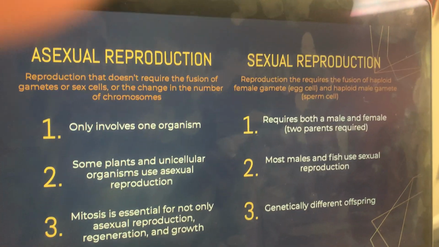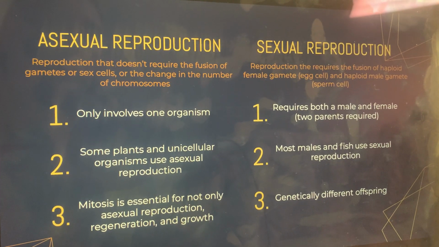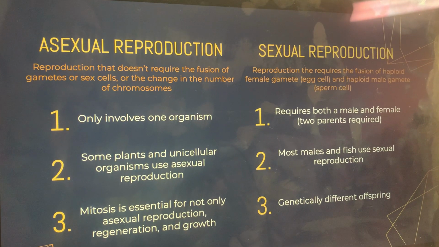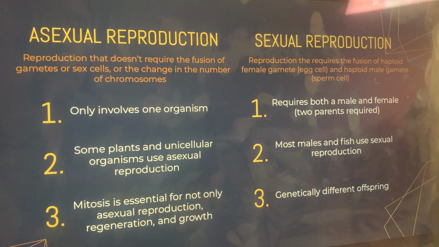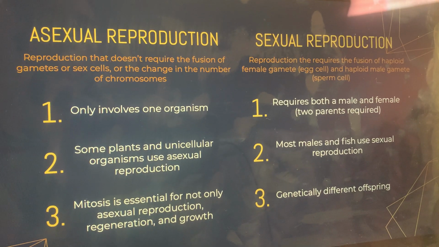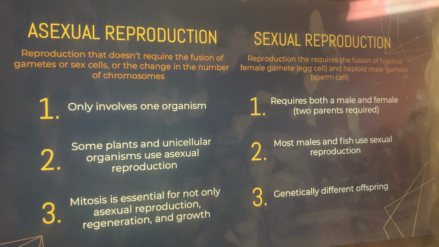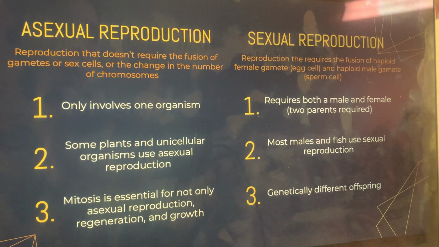Starting off with asexual reproduction, it can be defined as reproduction that doesn't require the fusion of gametes or sex cells or a change in the number of chromosomes. Some facts: it only involves one organism. Some plants and unicellular organisms use asexual reproduction. Mitosis is essential for not only asexual reproduction, but also growth and regeneration.